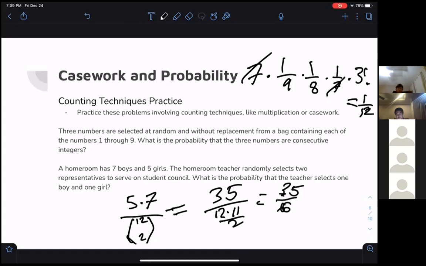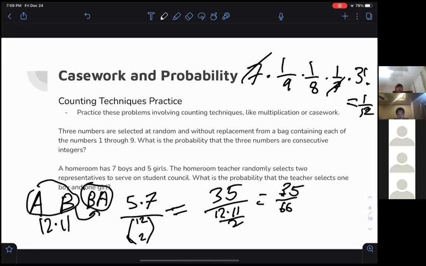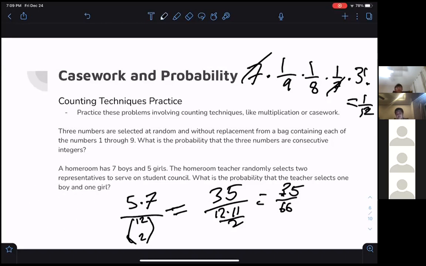I guess a lot of people got messed up and got 35 over 132, but note that this means, let's say you chose person A first and person B second. If you do 12 times 11, then it's possible that you choose person B and then person A, but then you treat this as different from that, which means you would have to account for that by doing 2 times 5 times 7 in the numerator too, which is a bit unnecessary. So I think it's better in this case to treat choosing a group as choosing without order.